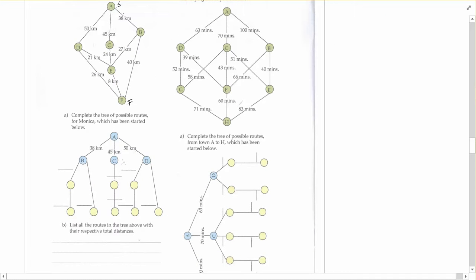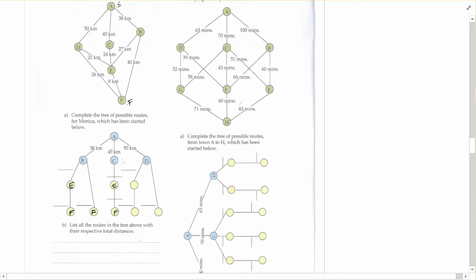So you can see she goes from A to B. She's got two possibilities. She can go straight to F. So that's the option to go straight to F. Or she could take two steps there, going from E to F. Another possibility would be C, E, F. I mean, she could go C, E, B, F, but I can see here that E to F is 8 kilometers, which is much shorter than 27 and 40, so I'm not going to include it.